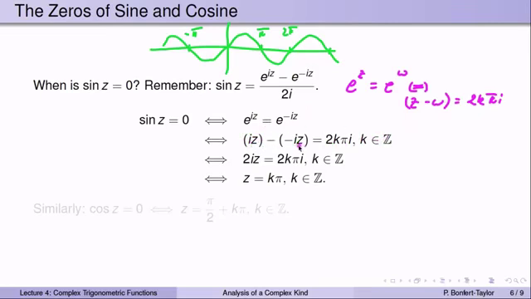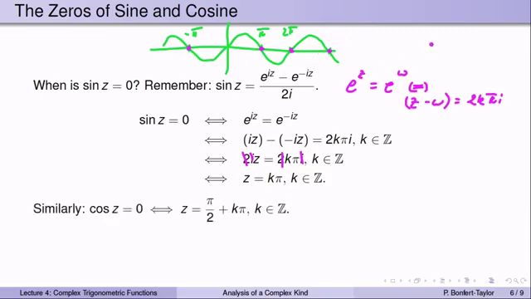But iz minus minus iz, that's 2iz. So 2iz needs to be equal to 2k pi i. I can cancel out a 2, I can cancel out an i, and this reads z needs to be of the form k pi, where k is an integer. Those are exactly the zeros that we already knew of. So the sine function does not gain any extra zeros by extending it to the complex plane. It's never going to be 0 elsewhere. It's only 0 on the real axis.